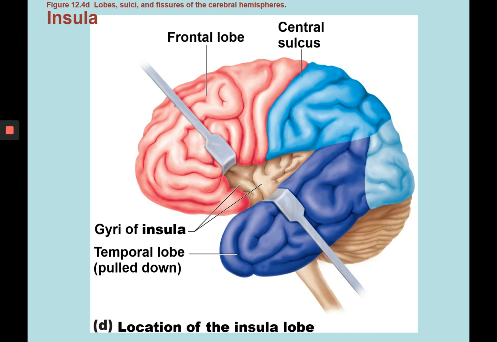Here we can see a better view of the gyri of the insula. We've had to move the temporal lobe down.